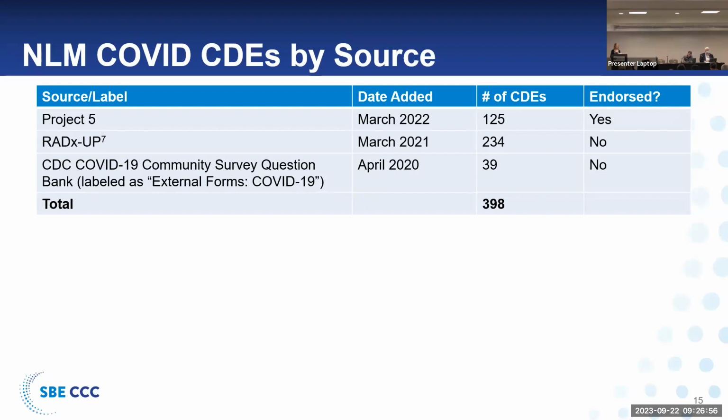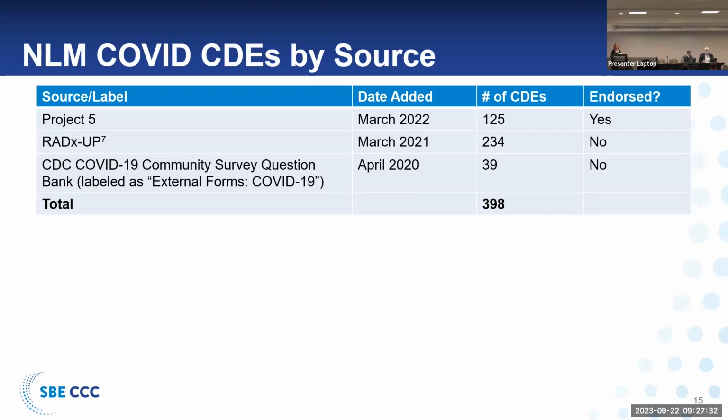Let's start with an overview of the CDEs that are already published to an NLM CDE repository. By my count, there are a total of 398 of them, but who's counting? I'm just going to give you a little breakdown by source. A batch of them, 125 of them, come from an effort called Project 5. There are probably folks on this call who can say more about the history of Project 5 than I can, and I would welcome that input at the end of the presentation.